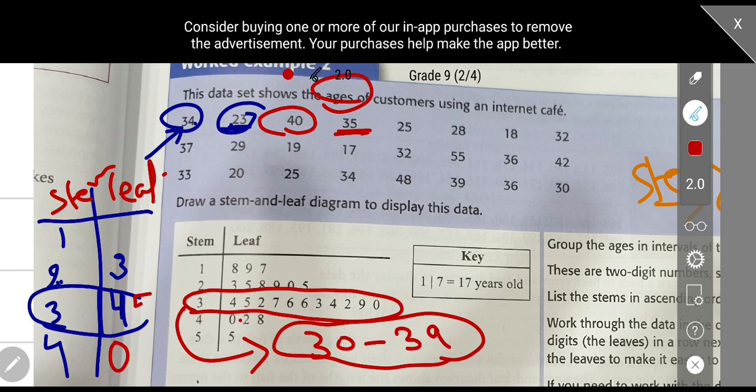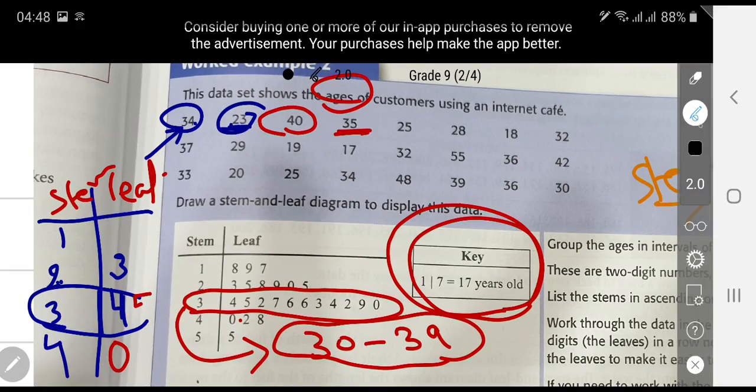And the key. Now let's look at the key. You should draw a key when you are drawing a stem and leaf diagram, so the person who is looking at your diagram will understand what it means. When I write 1, 8, I will know that it is equal to 18 years old. This is the key.